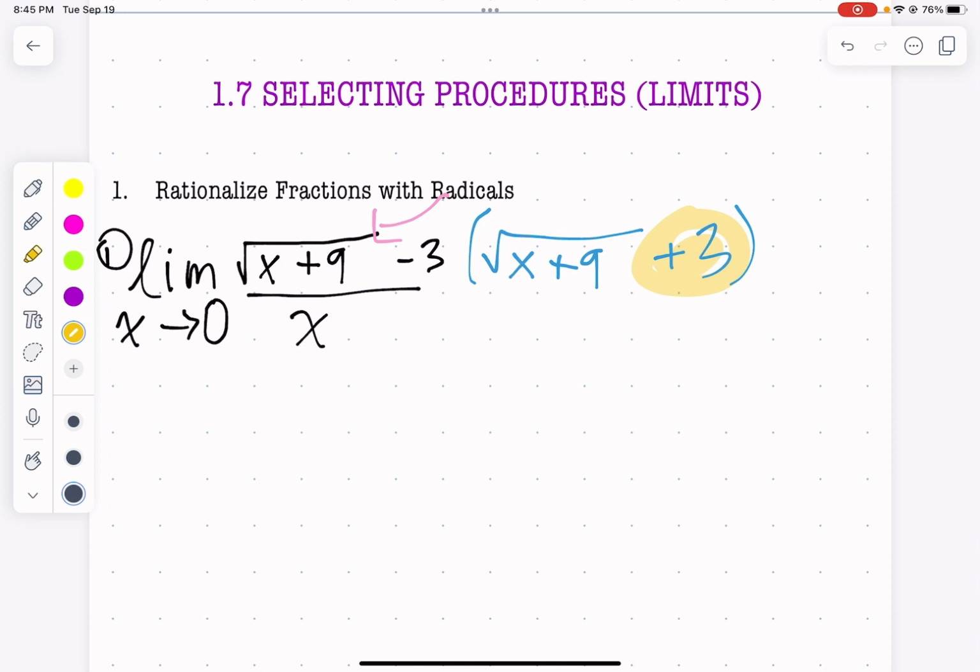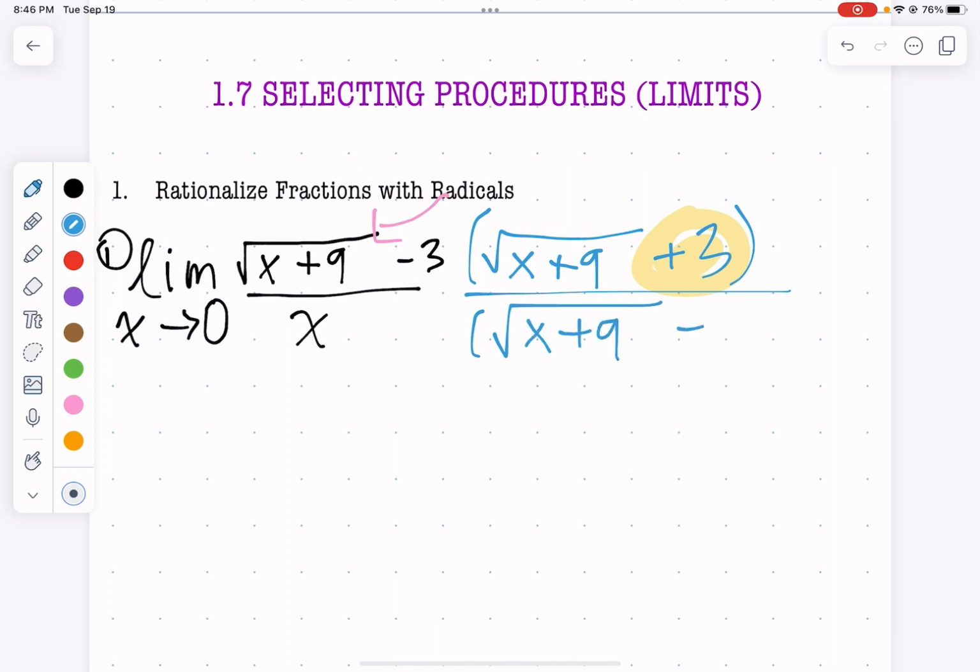And that will give you your conjugate, all right? This is going to help you get rid of this not so great square root, because as you can see, once again, we have a 0 here. If you try to find the limit by plugging in this 0, you will have an indeterminate form, which is not what we want. So we're going to do this, and what you do to the top, you've got to do to the bottom. Square root of x plus 9 plus 3.